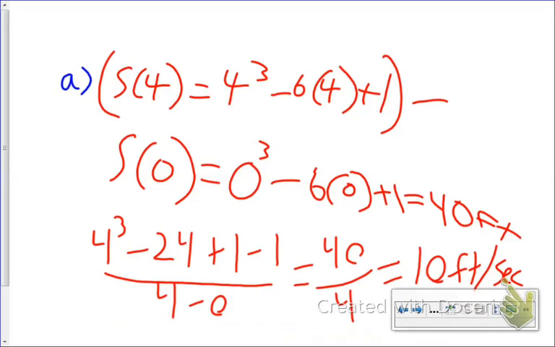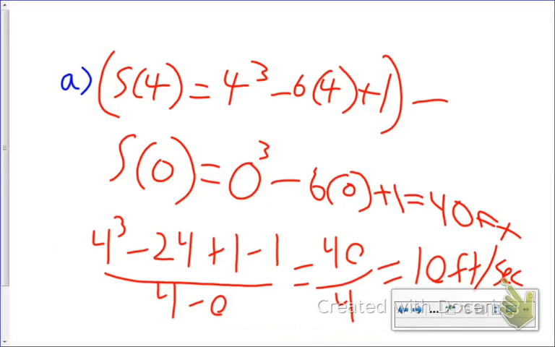Thank you. Displacement divided by time. That's all it is for average velocity. So we're taking S of 4 minus S of 0 divided by 4 minus 0. We've already found S of 4 minus S of 0 in your first part for the displacement. And it's feet per second for average velocity.